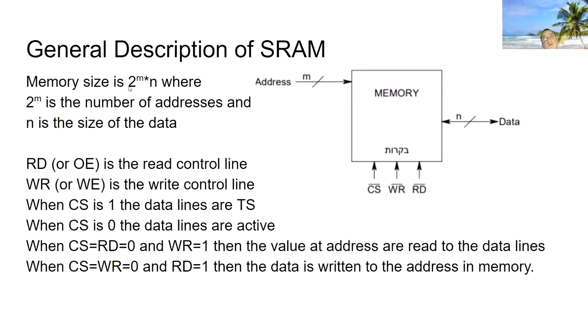okay, well, first we're still not there yet. Memory size is 2^m times n, right? This should be obvious to you when you see this, because n here is how much data comes out. For example, if every address is referring to a byte, then how much data comes out when I give it an address? 1 byte. That's what the memory does. I give it an address, it gives me that byte.